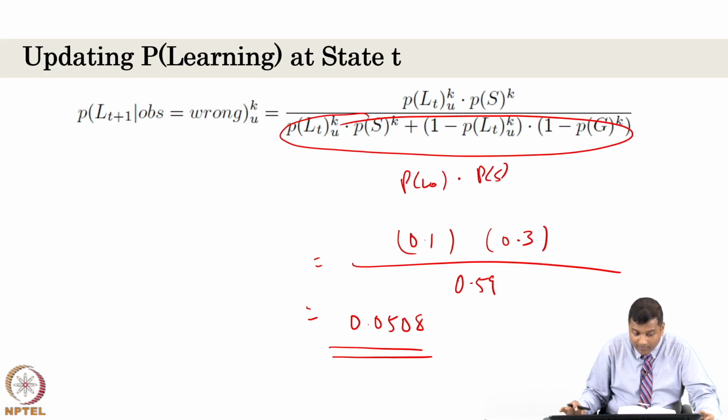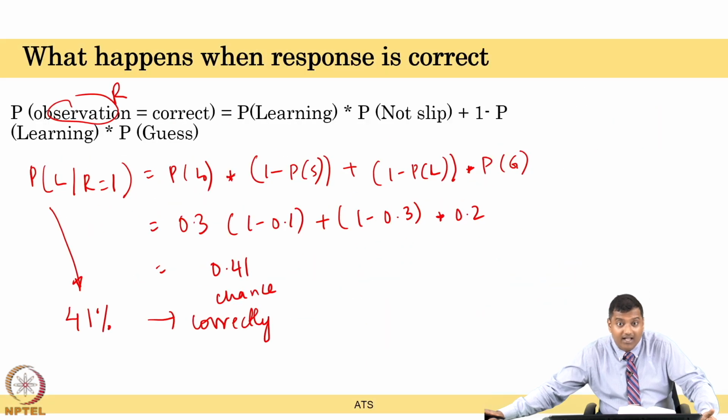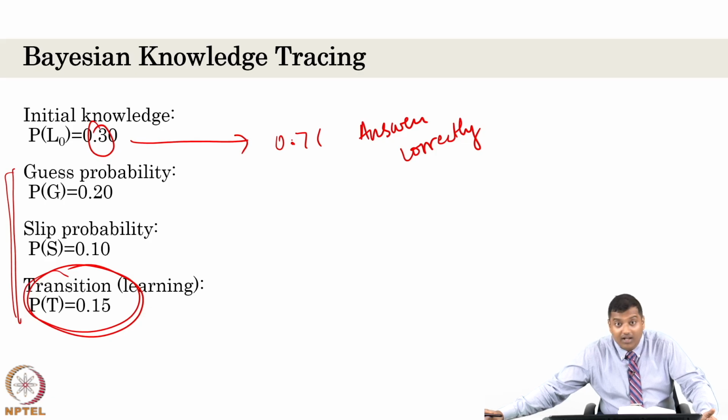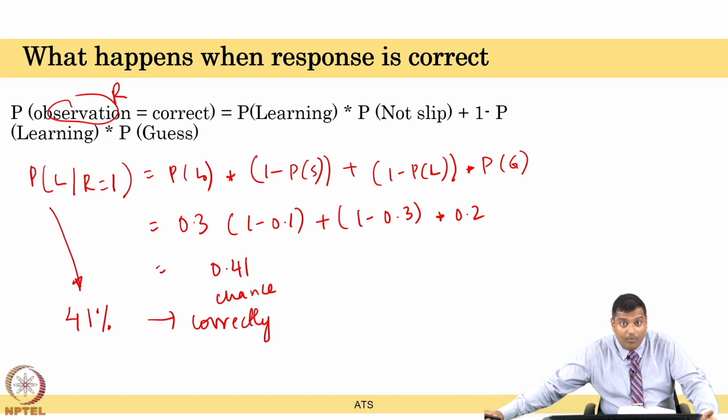So now we have got the answer. Let's see what is the transition. Over here, since the answer was correct, my transition went from 0.3 to 0.71.